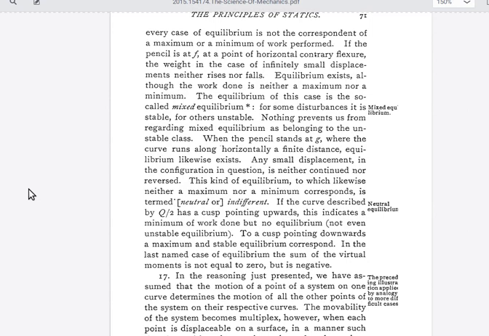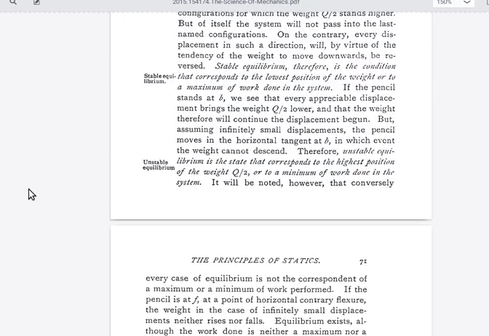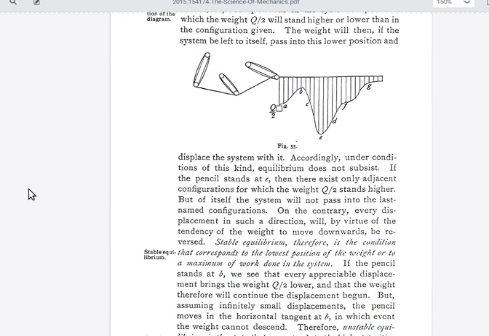If the curve described by Q/2 has a cusp pointing upwards, this indicates a minimum of work done but no equilibrium, not even unstable equilibrium. To a cusp pointing downwards, a maximum and stable equilibrium correspond. In the last named case of equilibrium, the sum of the virtual moments is not equal to 0, but is negative.